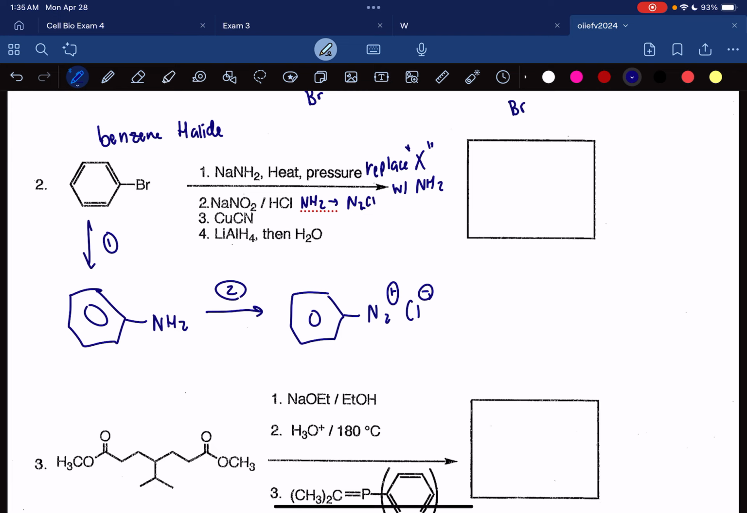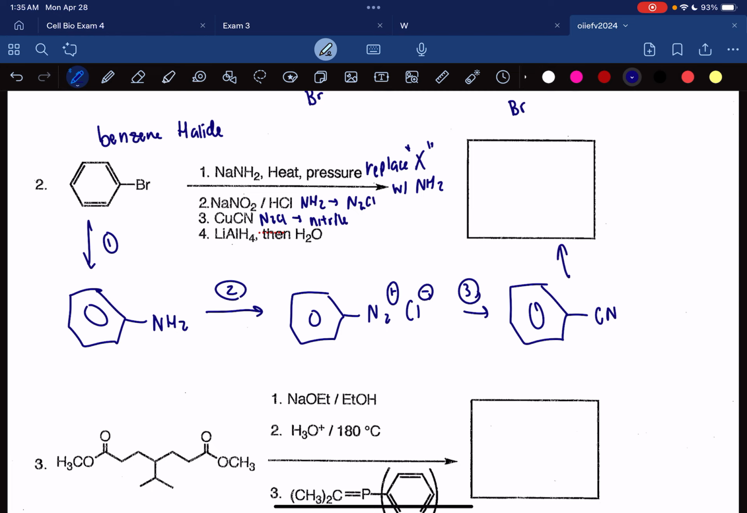And then whenever you hit this molecule with the CuCN, you end up getting a nitrile on the benzene. So this takes N2Cl to nitrile. So reaction 3, you're just gonna put a nitrile group wherever the N2Cl was, so CN.